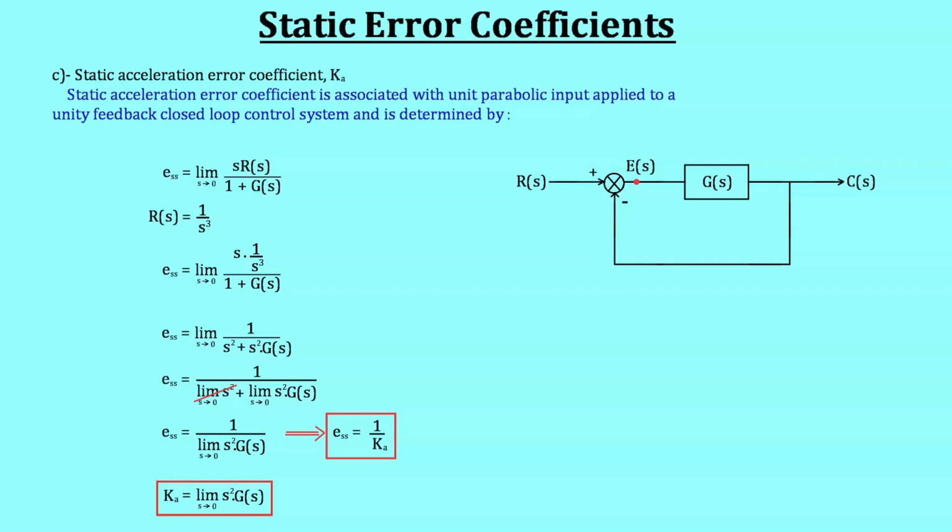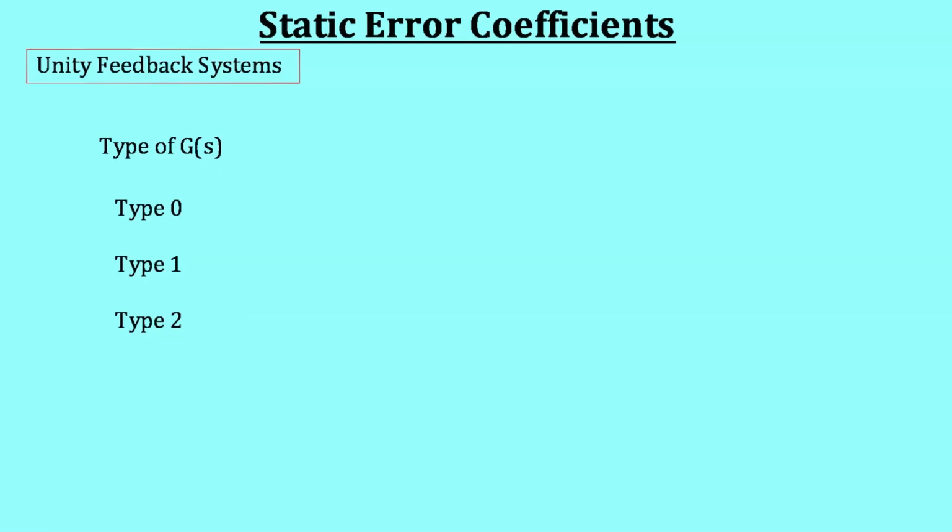These are the three limitations of the static error coefficients, because of which dynamic error coefficients are preferred over static error coefficients. Now, you have seen it clearly that the static error coefficient is dependent completely on the Laplace transform of the feed-forward function. And if we consider a unity feedback system, then the type of the system is solely dependent upon the Laplace transform of the feed-forward function.